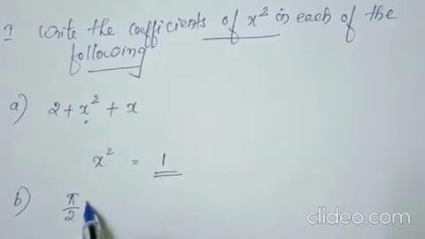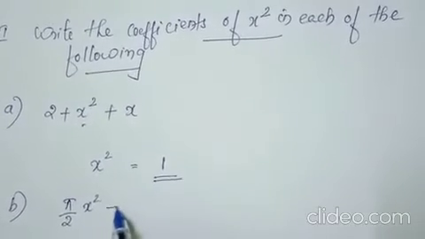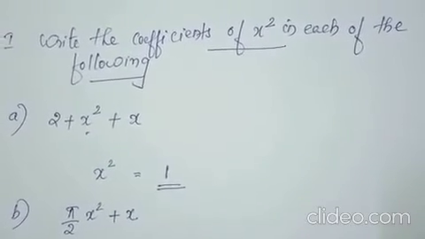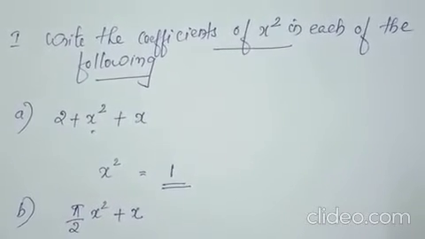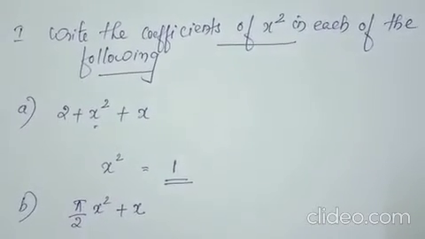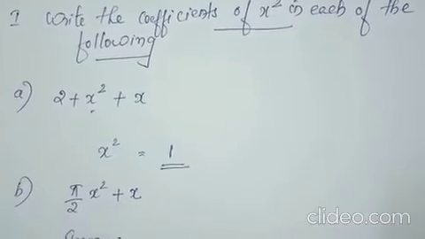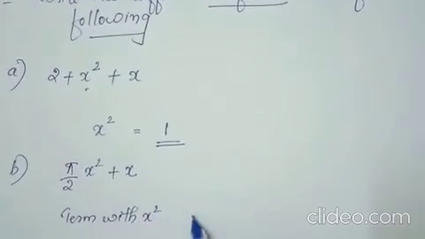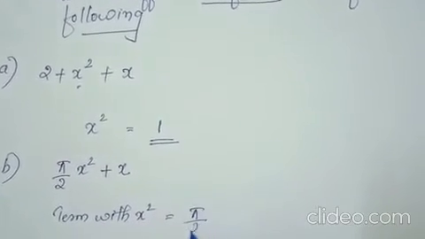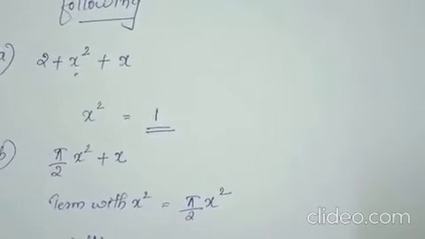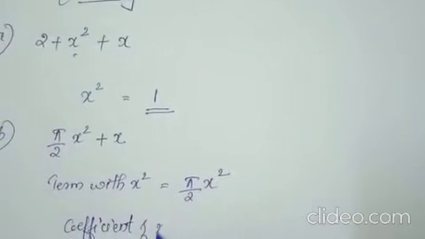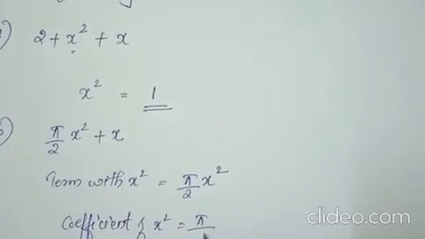Go to the next one. Pi by 2 x square plus x. So find the coefficient of x square here. What do we have to write first? A term with the x square. What is the term with x square? So that means it is pi by 2 x square. So what is the coefficient here? Coefficient of x square is pi by 2. Understood?